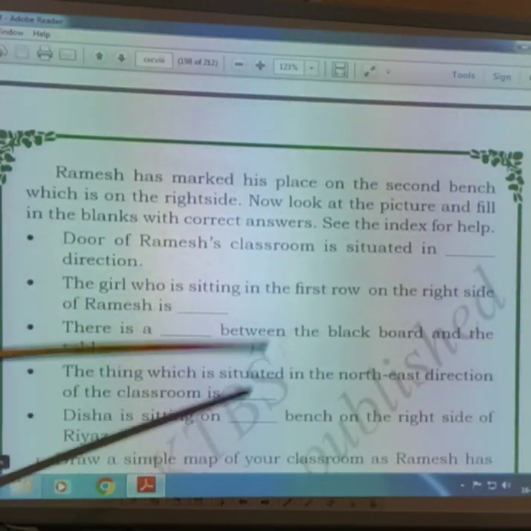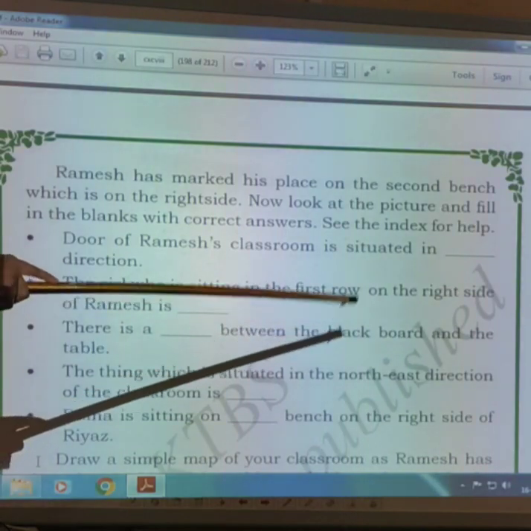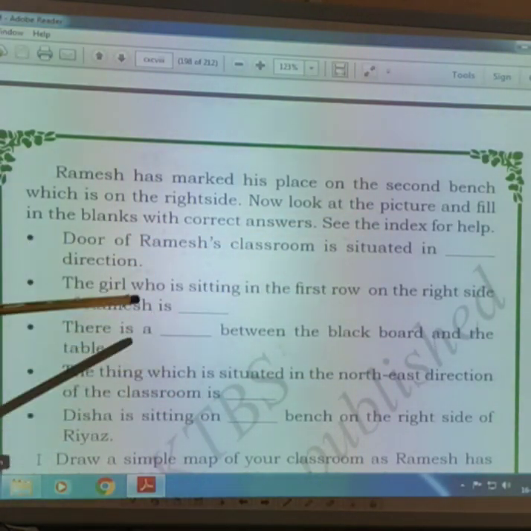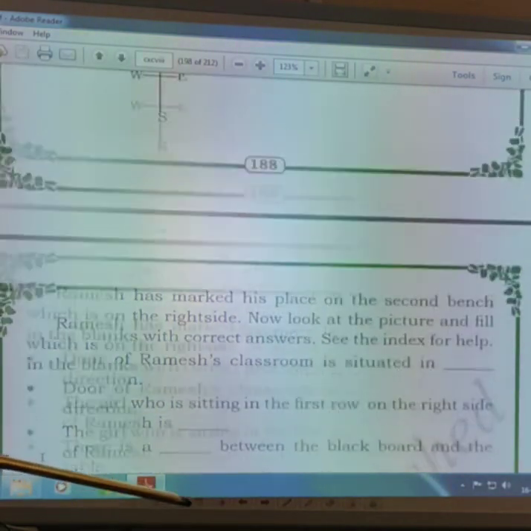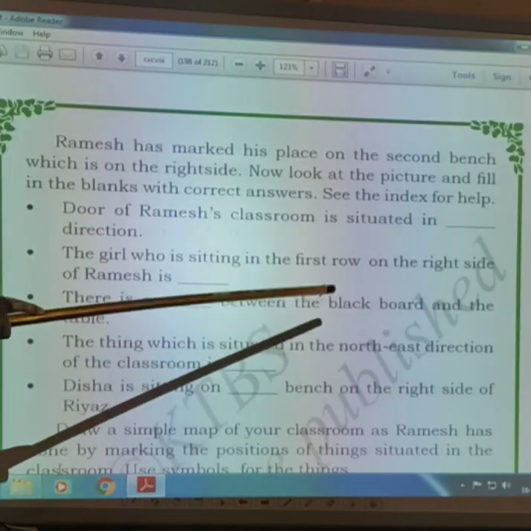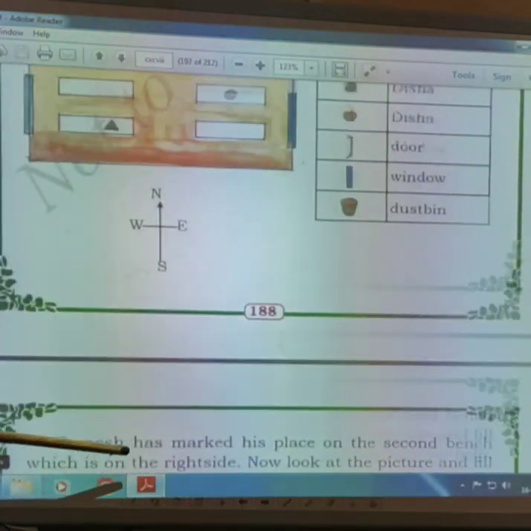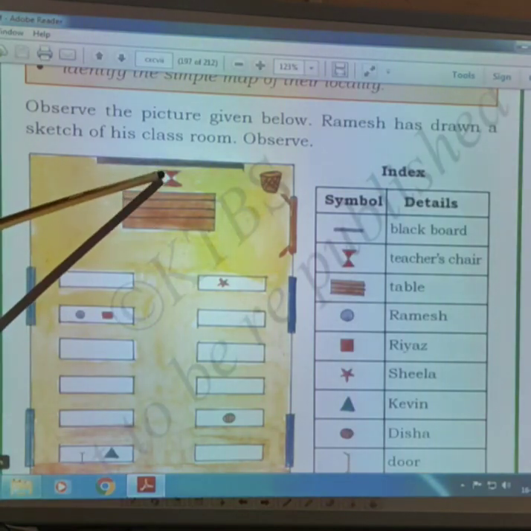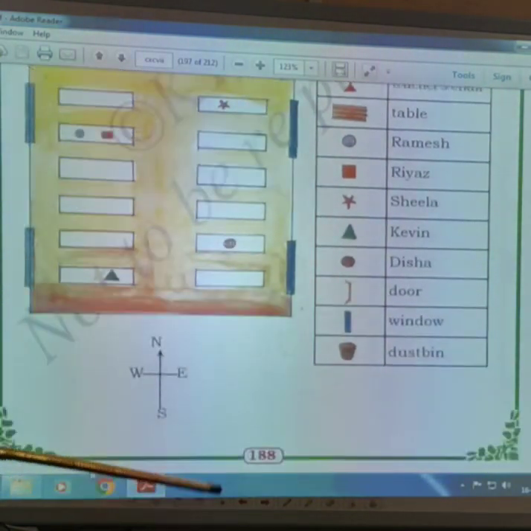The girl who is sitting in the first row on the right side of Ramesh, right side is east direction. There is a dash between the blackboard and the table. Between blackboard and table, what is there? Teacher's chair.